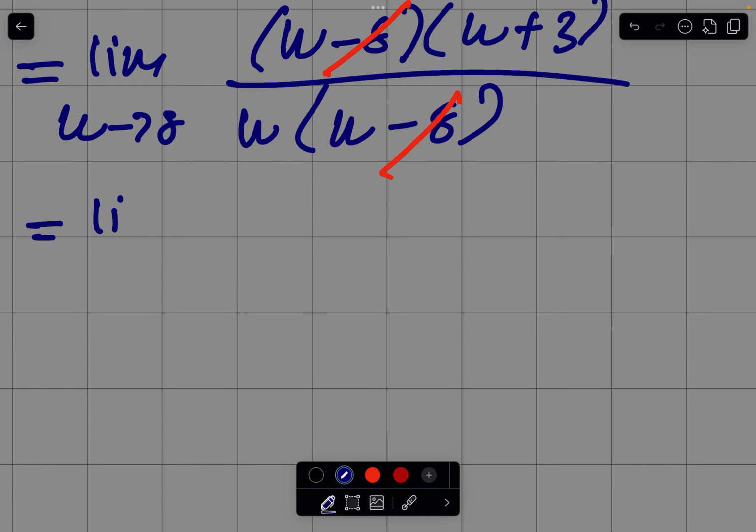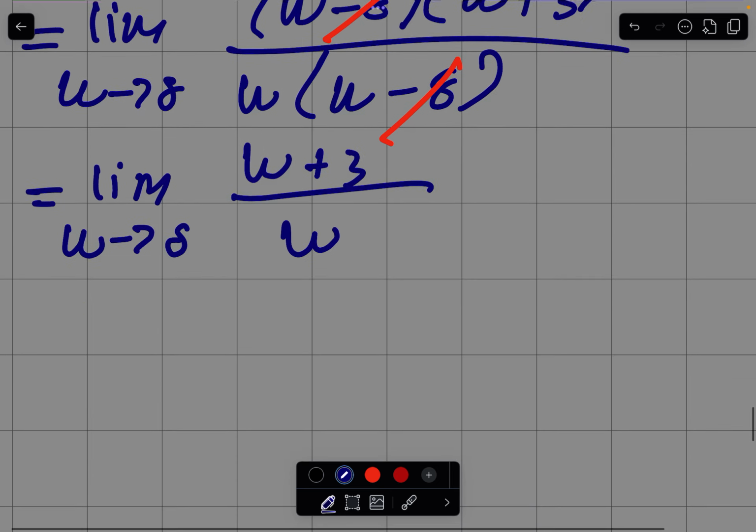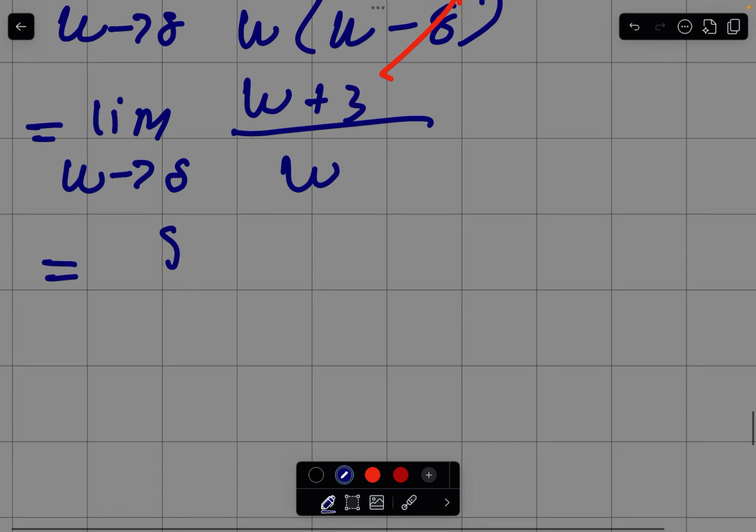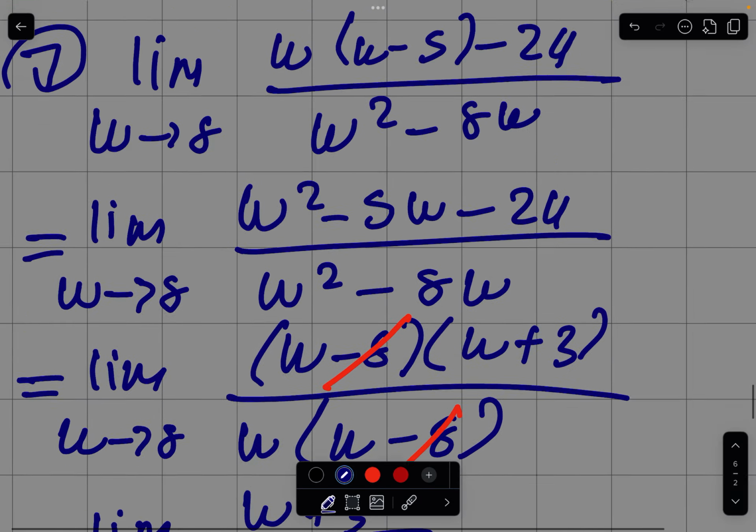Understand? You have the limit as w approaches 8 of w plus 3, all divided by what? w. Therefore, you substitute your w. You have 8 plus 3, all divided by 8, which is going to be what? 11 over 8. That's your final answer.